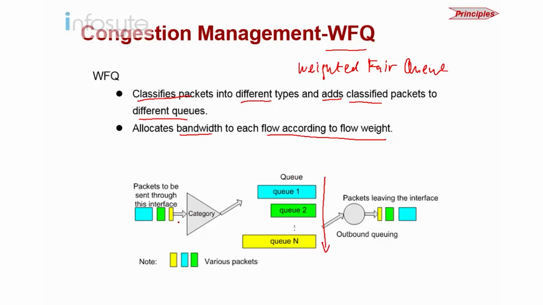Firstly, you can see that we have the yellow, green and blue coming in here. They are going to be classified based on category. It can be based on the source IP, destination IP, or your priority, and they are going to do a hashing, and based on the hashing they are going to put them into different types of queues, and each of the queues has its own allocated bandwidth.